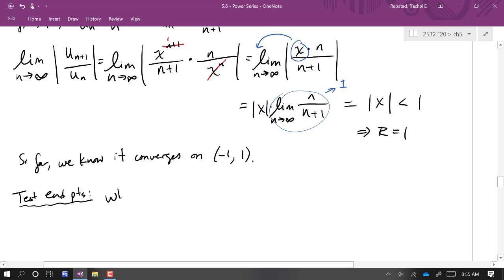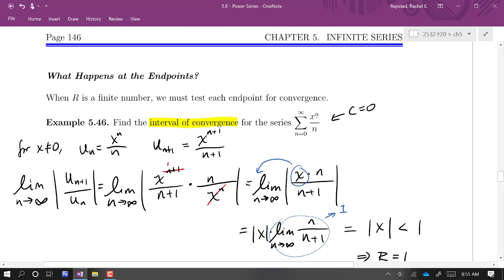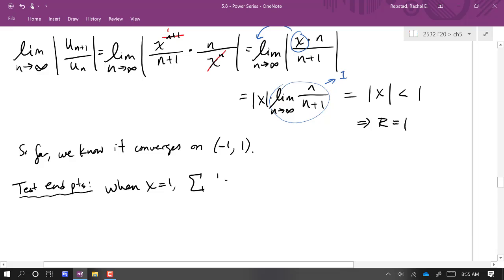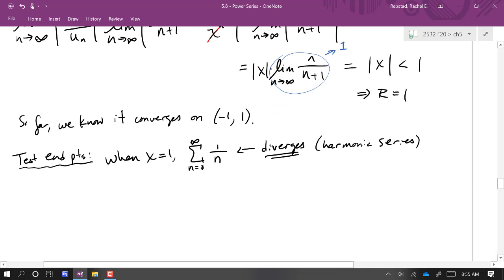So when x is equal to 1, the series that we get is 1 to the n over n, so that's just 1 over n. And this series diverges. It's the harmonic series, or a p series where p is equal to 1. So we don't get convergence at 1.